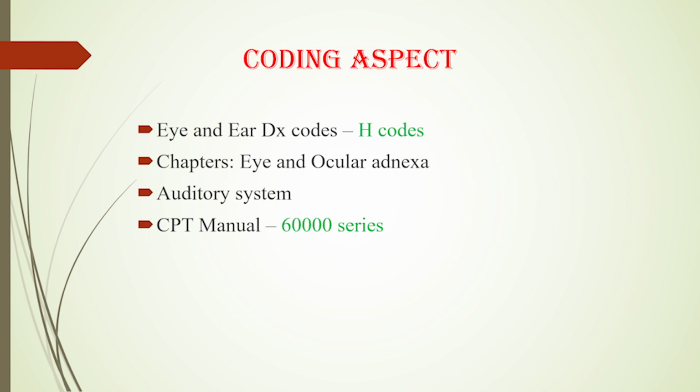Coming to the coding aspect, the procedures done on the special senses like the eye and adnexa and the auditory system are all classified under H codes in the ICD-10-CM. In the CPT manual, all these procedures of the special senses are included under the chapters for eye and adnexa and also the auditory system, and all of these codes begin with the character 6, in the sense of the 60000 series.